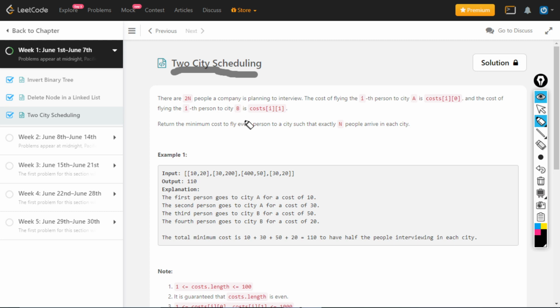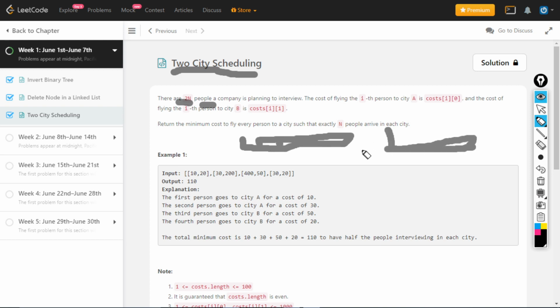We have a list of 2n people. We have to divide this list into two equal halves such that each half can travel to one city, and we have to divide them in such a way that the cost is minimized. The first index is the cost of traveling to the first city and the second index is the cost of traveling to the second city.